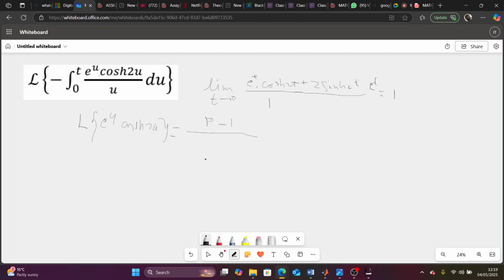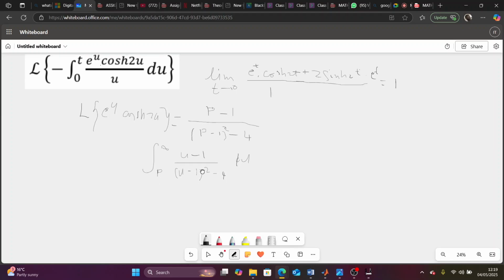Now, what is down, my friend? P minus 1 squared, minus 4. P minus 1 square minus what? 4. Now, this is the one that you will now bring under the integration from P to infinity. Now, it has to be u minus 1 square minus 4 in terms of du. But we have to remember.